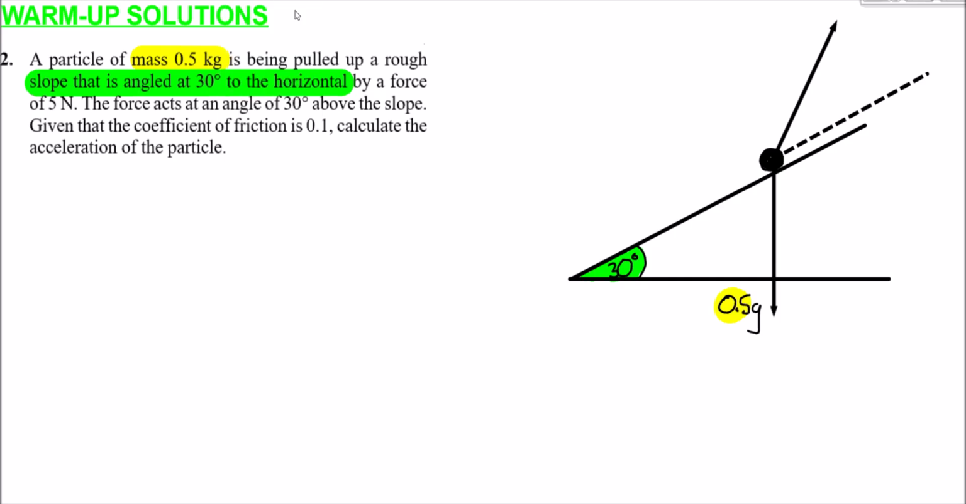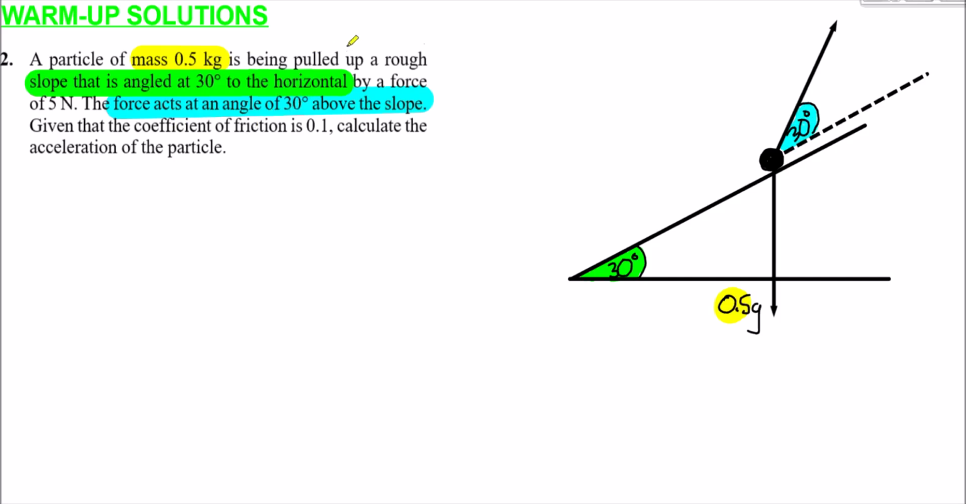So this is going to be 30, like so. We're told it's 30 because of this information here. So just adding this in, like so. So the coefficient of friction is 0.1. Calculate the acceleration of the particle.